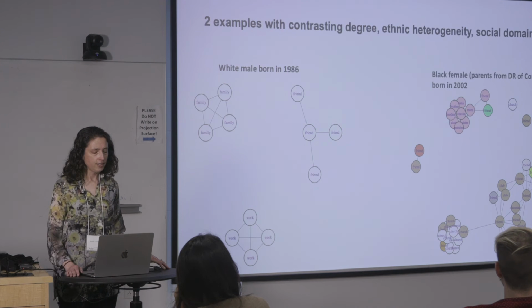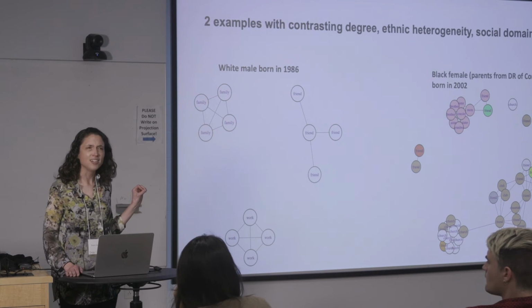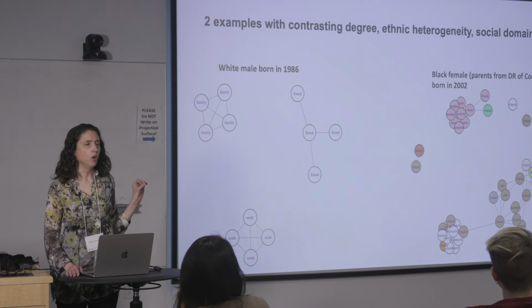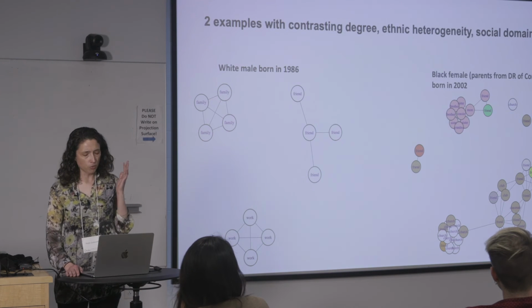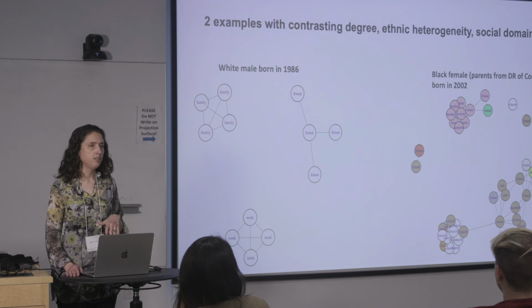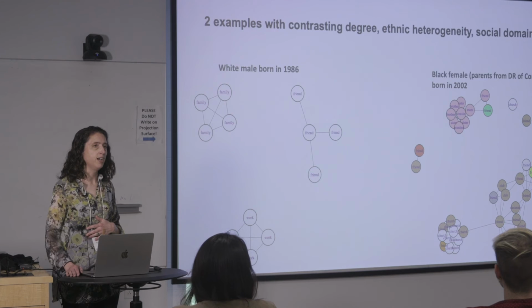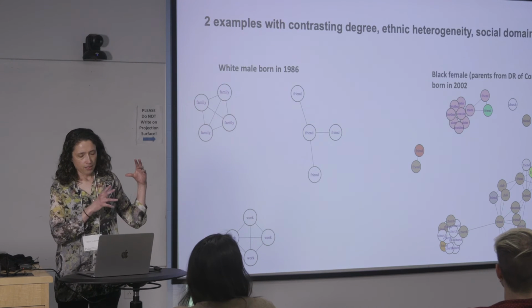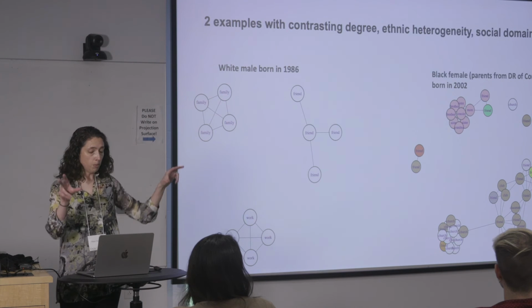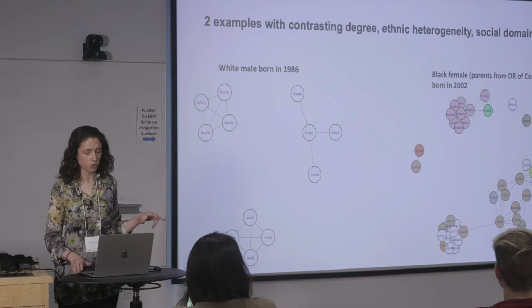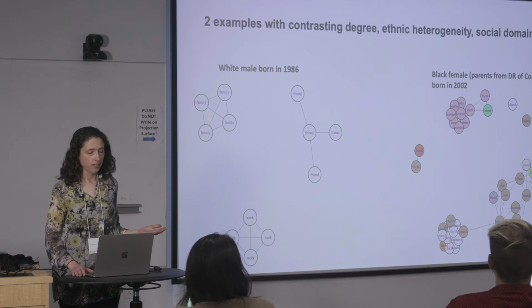But you can see that he's got these three social domains. The color of the node indicates ethnicity. So all of his friends are white. He's got three different non-overlapping social domains. And then the person on the right, whose parents are from the Democratic Republic of Congo, has a very different situation going on. She's got just three components that are defined entirely by social domain. She's got a lot more ethnic heterogeneity in her network.